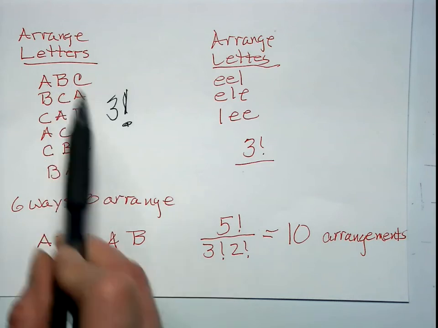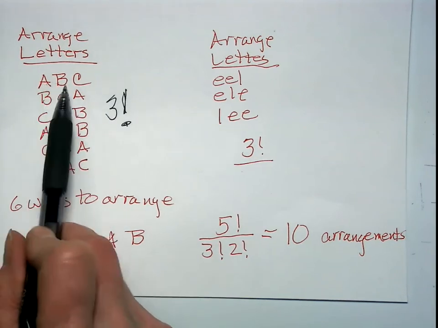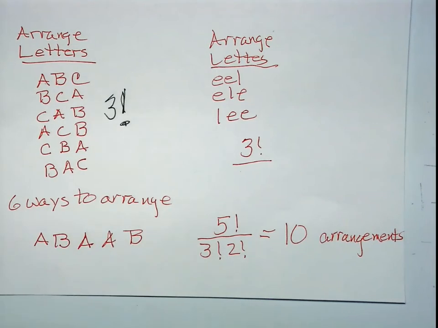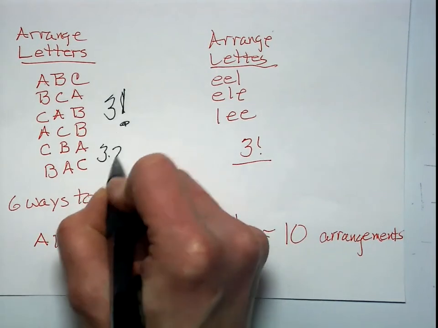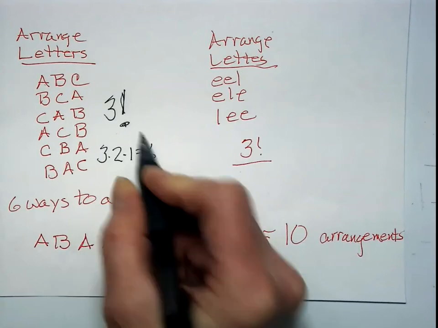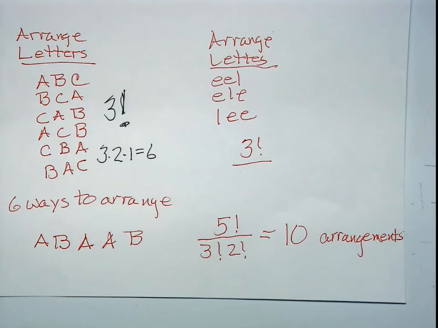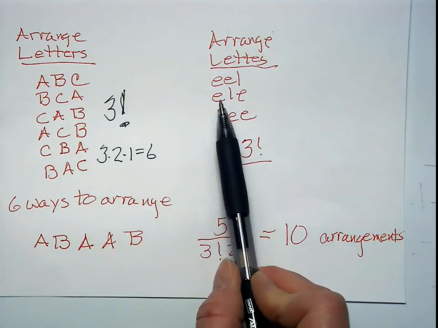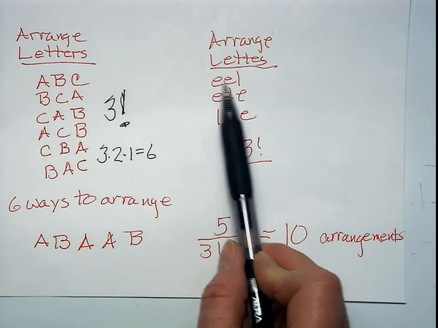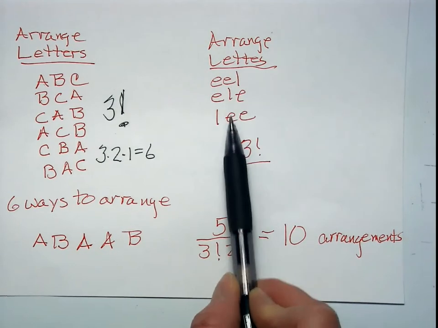So back to arrangements. 3 letters, all of them are different. 3 factorial. 3 factorial means 3 times 2 times 1, 6. There are 6 different ways to arrange the letters. Great. How about if they're repeated letters? And this is the example in my PowerPoint, E-E-L. Well, here there's only 3 different ways to arrange the letters.